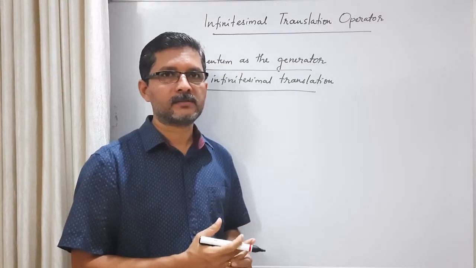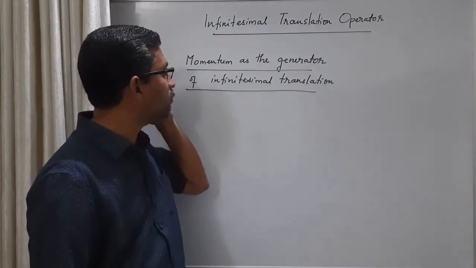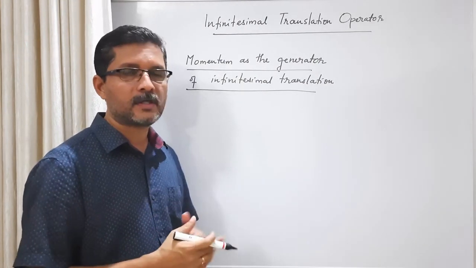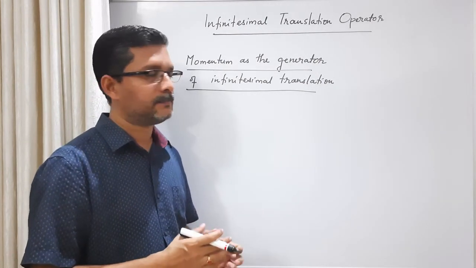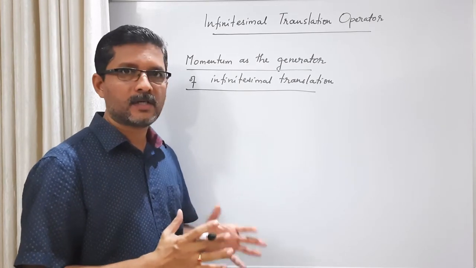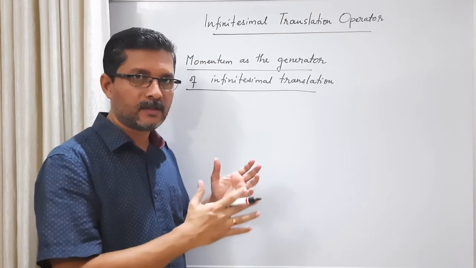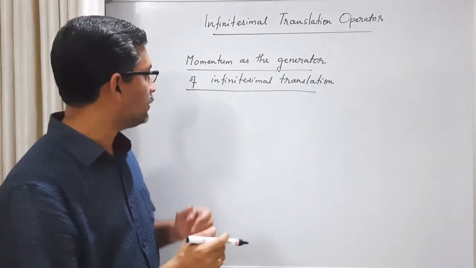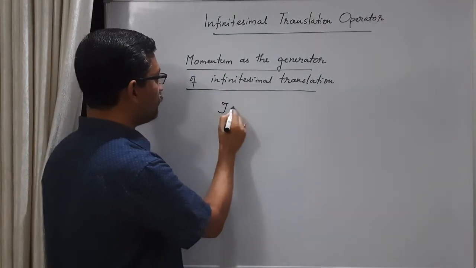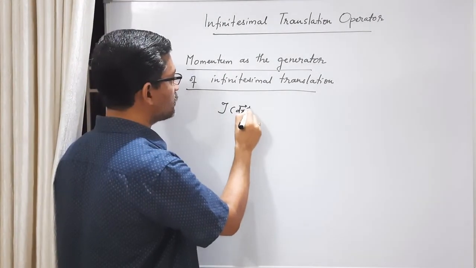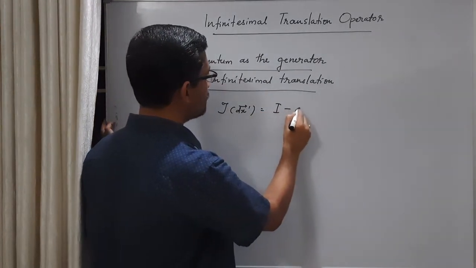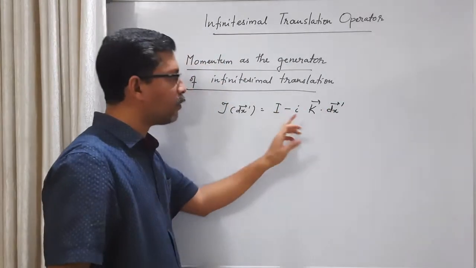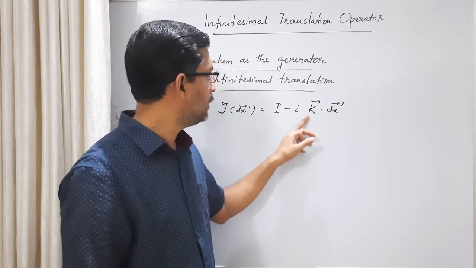In classical mechanics, there is a result that momentum is the generator of infinitesimal translation. You must have studied this in your classical mechanics class. So momentum is the generator of infinitesimal translation, and we use the same idea in quantum mechanics also. So let us define. Earlier we have postulated a form for the infinitesimal translation operator, identity minus i k dot dx prime, where k is a Hermitian operator having the dimension of 1 by length.